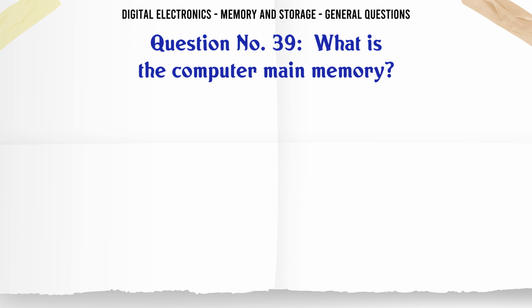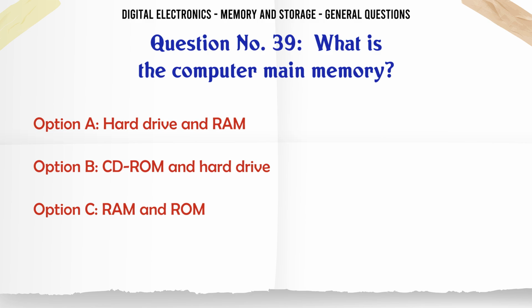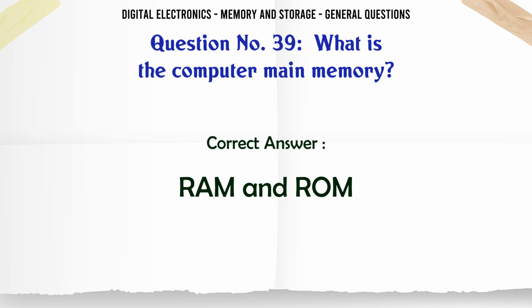What is the computer main memory? A. Hard drive and RAM, B. CD-ROM and hard drive, C. RAM and ROM, D. CMOS and hard drive. The correct answer is RAM and ROM.